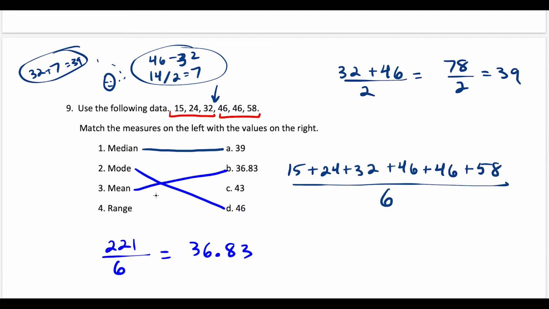Now, just by process of elimination, the range is going to be 43. But what we do to find the range is that's going to be the distance from the smallest value to the greatest value. So if we just did 58 minus 15, notice here that this works out to 43. So that's where the range is coming from.